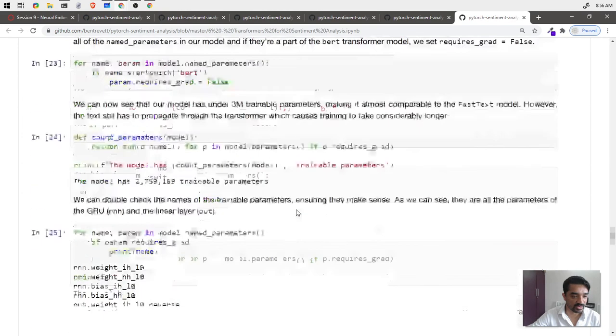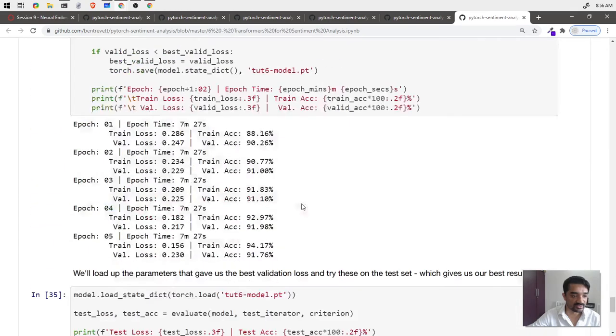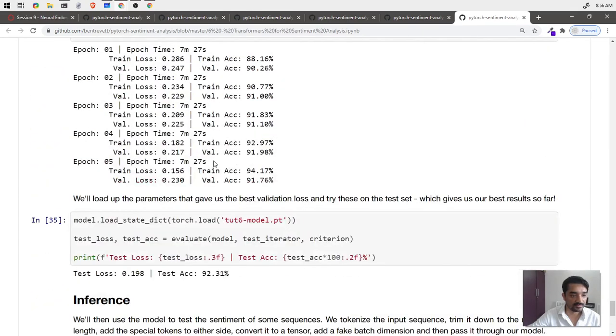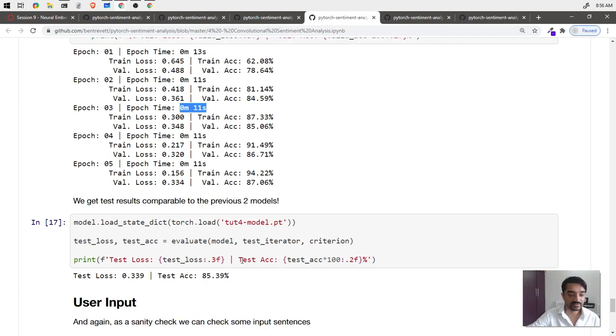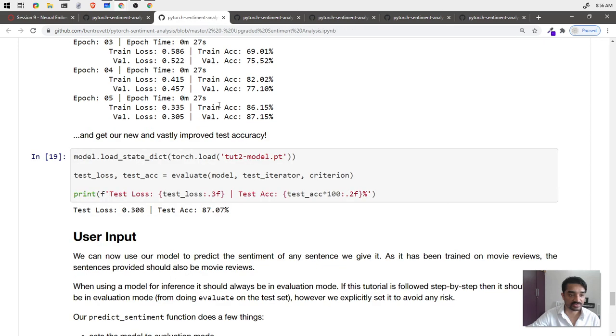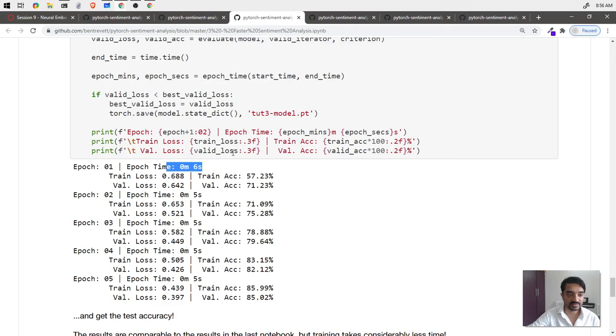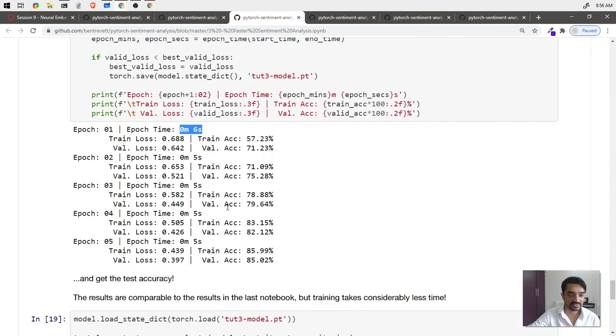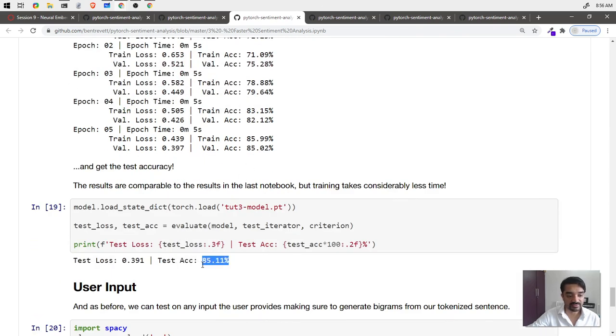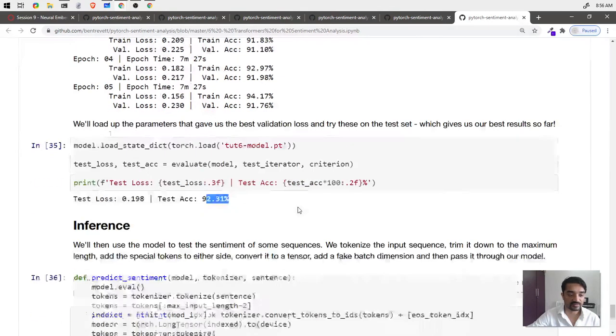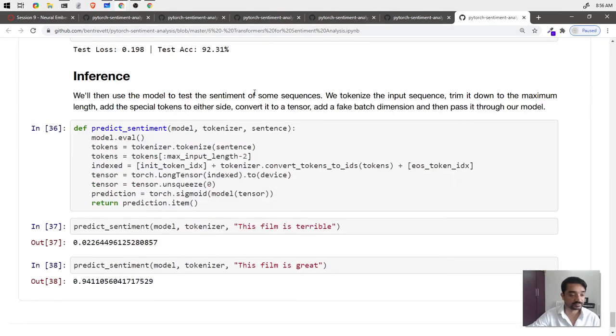Now this is our model, and once we finally train it, look at the accuracy. Look at the time. Each epoch, of course, is 7 minutes 27 seconds. Of course, it's heavy. BERT is heavy, but look at the accuracy. It's 91. Look at the test accuracy, 92. Compared to this guy, which took 11 seconds and 85%, and our LSTM, which took 27 seconds and 85, and this guy, a fast training, which is 6 seconds and 85% accuracy. So BERT and all of these guys are really good, but they're heavy.